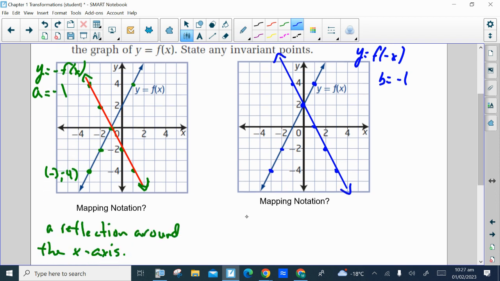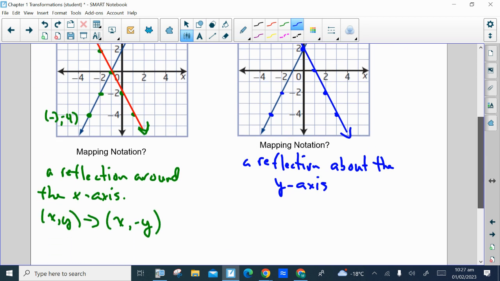So in this case, we had a reflection across, around, about the y-axis. Because it reflected across the y-axis, it's the x values that changed. All the x values were multiplied by -1. So there's our mapping notation.